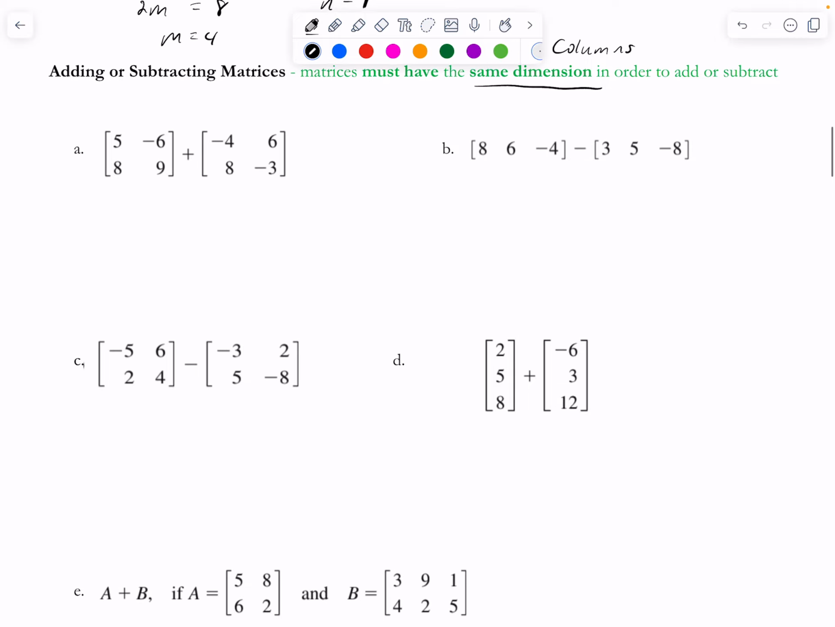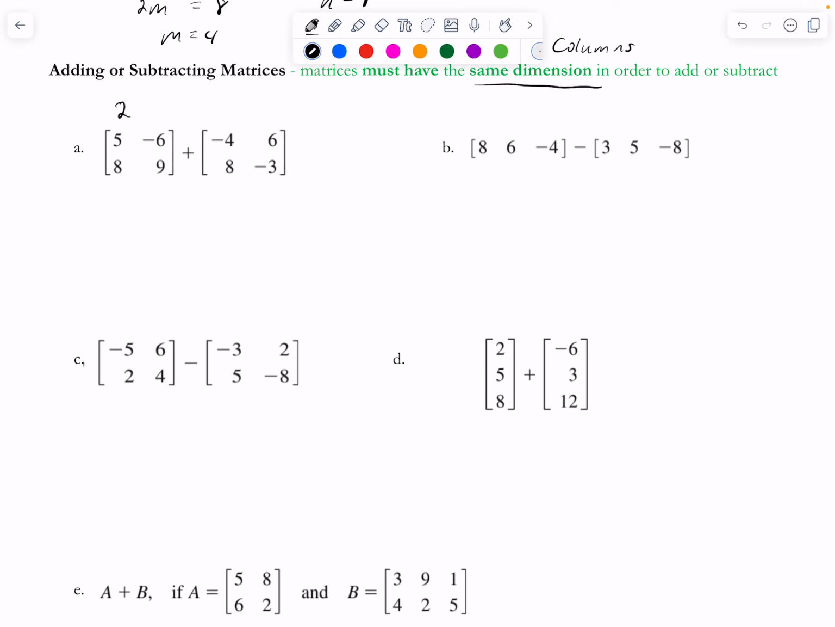So if you look at this first one, because we have a 2 by 2 matrix and a 2 by 2 matrix, we can actually add these matrices together. Because with addition and subtraction they have to have the same exact dimensions, we know that our answer is also going to have the same dimensions. So what you do is you just add the numbers that are in the same location: 5 and -4 will be added together, -6 and 6, 8 and 8, and then finally 9 and -3. Those are all in the same location, so we add those together.